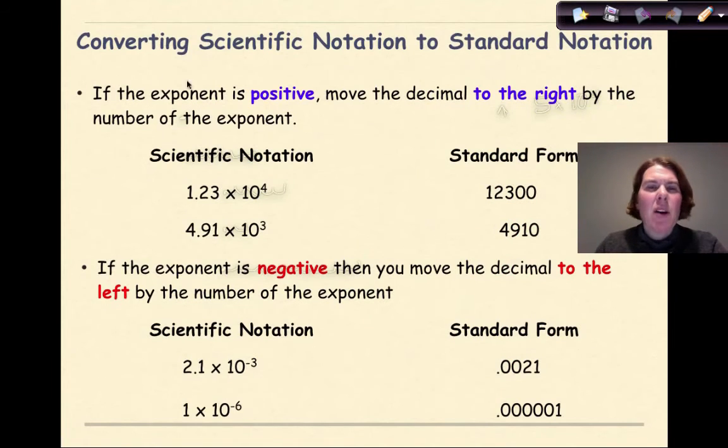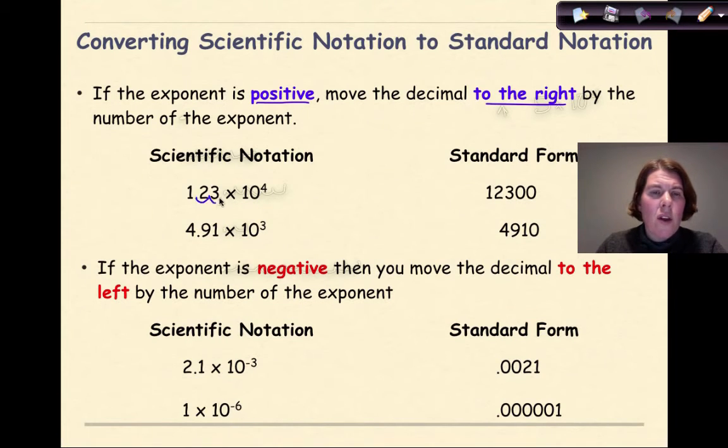Okay, now let's talk about converting scientific notation into standard notation. If the exponent is positive, move the decimal to the right by the number of the exponent. So here we have in our scientific notation 1.23 times 10 to the 4th, we're trying to get to our standard form. So if we have 10 to the fourth, we're going to move it to the right.